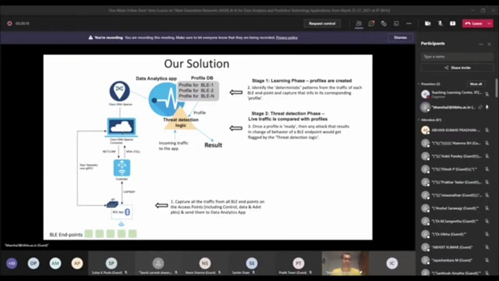So this is what I had to share. And that's it from my side. As I said, I'm not covering the hardware part because it would be too much data to consume in one go.